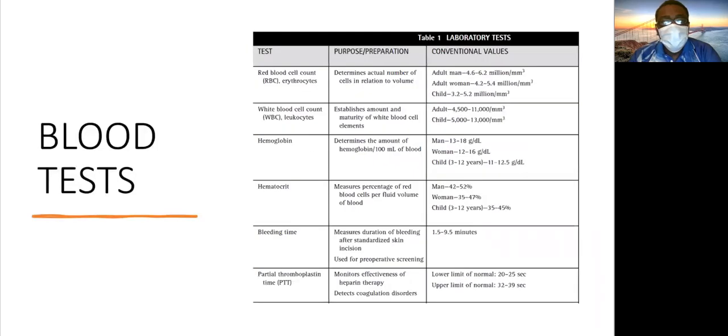So which blood tests do we look at? Let's look at our RBC count or erythrocyte count. Here, the purpose is to determine the actual number of cells in relation to the volume. The adult male should have between 4.6 to 6.6 million per millimeter cubed. For adult women, it should be 4.2 to 5.4. And for children, it should be between 3.2 to 5.2.